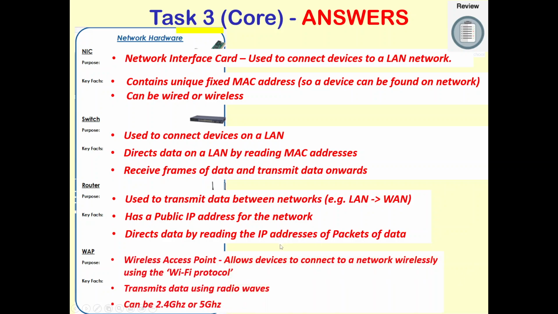And finally, the WAP, the wireless access point, allows devices to connect to a network wirelessly using the Wi-Fi protocol. It transmits data using radio waves, and it can be either 2.4 gigahertz or 5 gigahertz. We look at that again later on as well. Checking your answers with purple pen, please, adding to it.